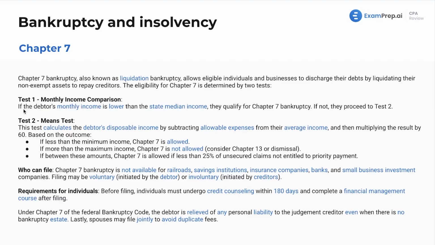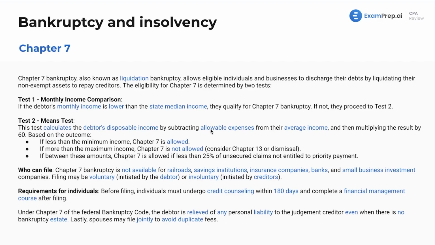That's test number one. If the debtor's monthly income is lower than the state median income, they qualify. If not, they proceed to test two, the means test. This test calculates the debtor's disposable income by subtracting allowable expenses from their average income, then multiplying the result by 60 based on the outcome.